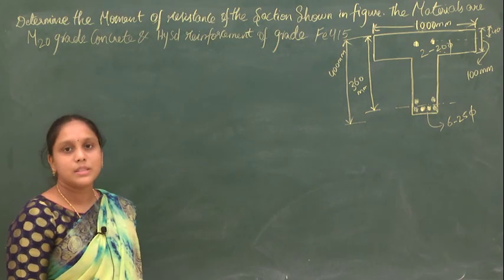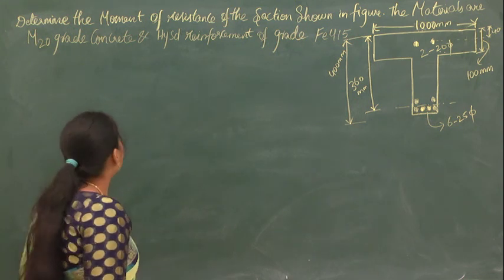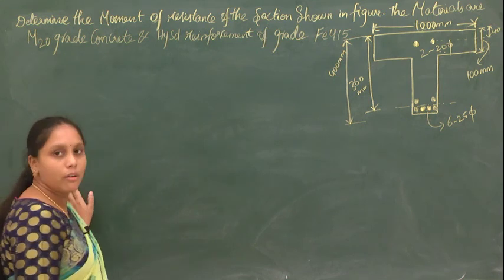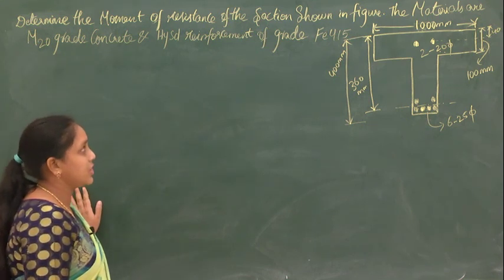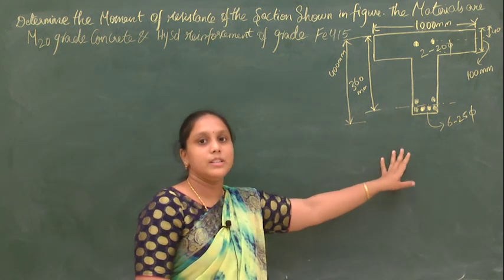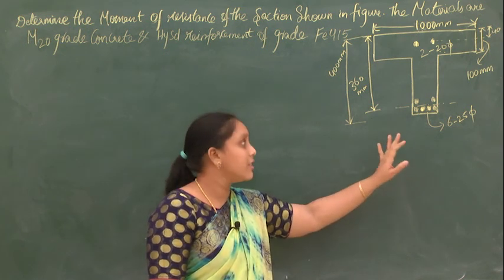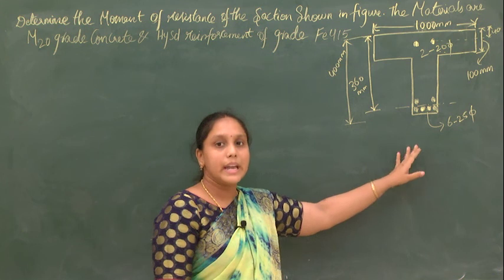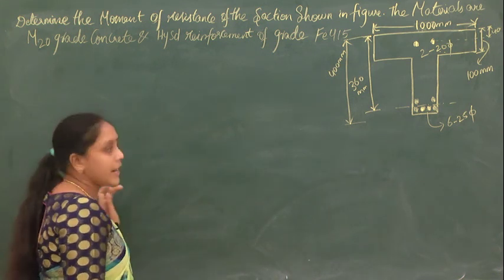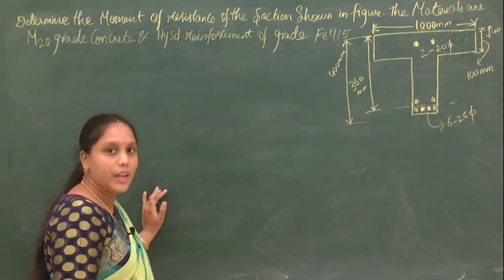Now let us solve another problem in flanged beams. The question here is, determine the moment of resistance of the section shown in the figure. Here he has given us a figure and is asking to calculate the moment of resistance for this particular T section. The materials are M20 grade concrete and HYSD reinforcement of grade Fe 415.